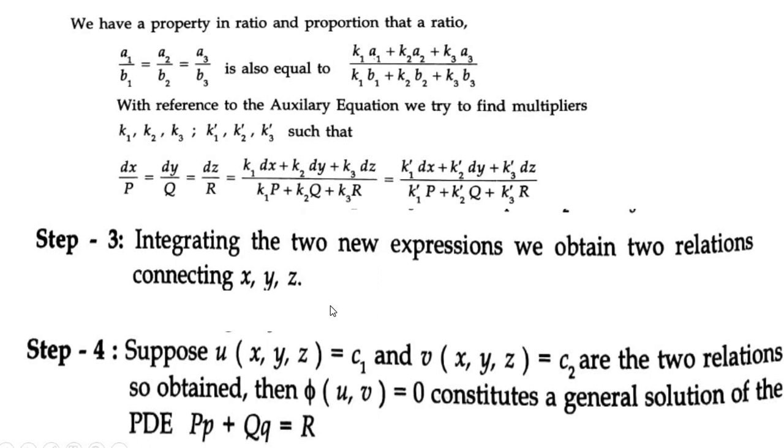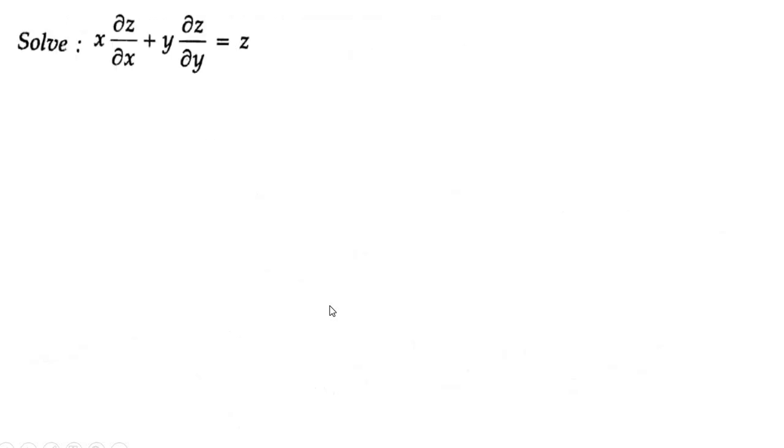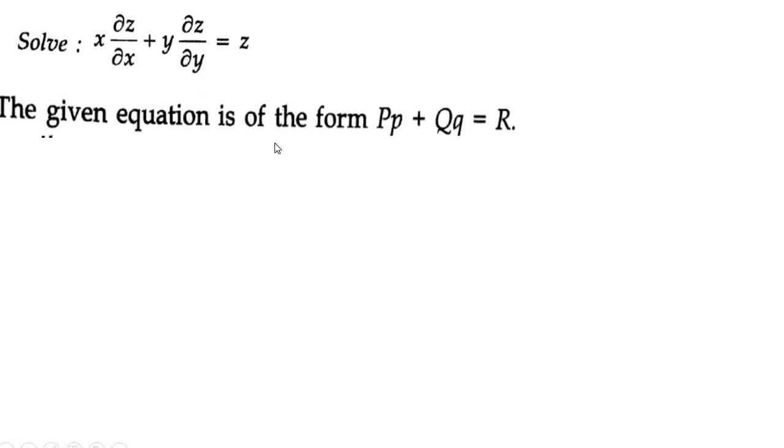Let us know that. Okay, so let us begin with the first problem here. Solve x ∂z/∂x + y ∂z/∂y = z. Okay, so now the given equation is in the form of Pp + Qq = R, where capital P is x, capital Q is y, and capital R is z.